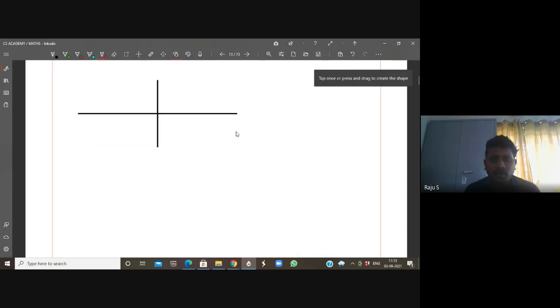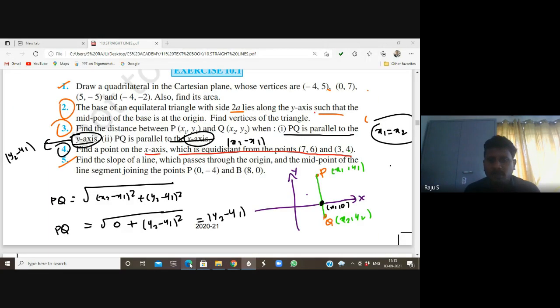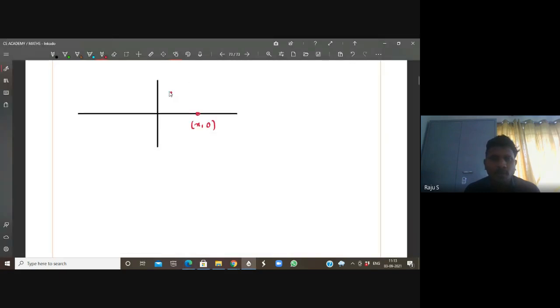x-axis, y-axis. I'm going to take a point on the x-axis, like x comma 0. There are 2 points. What are the 2 points? One is 7, 6 and the other is 3, 4. I'm going to take 3, 4 here, and 7, 6 here.